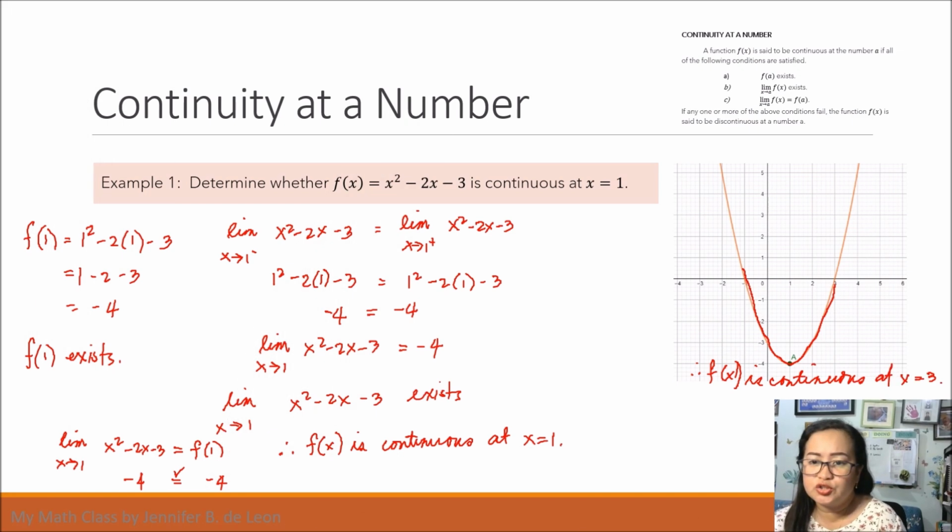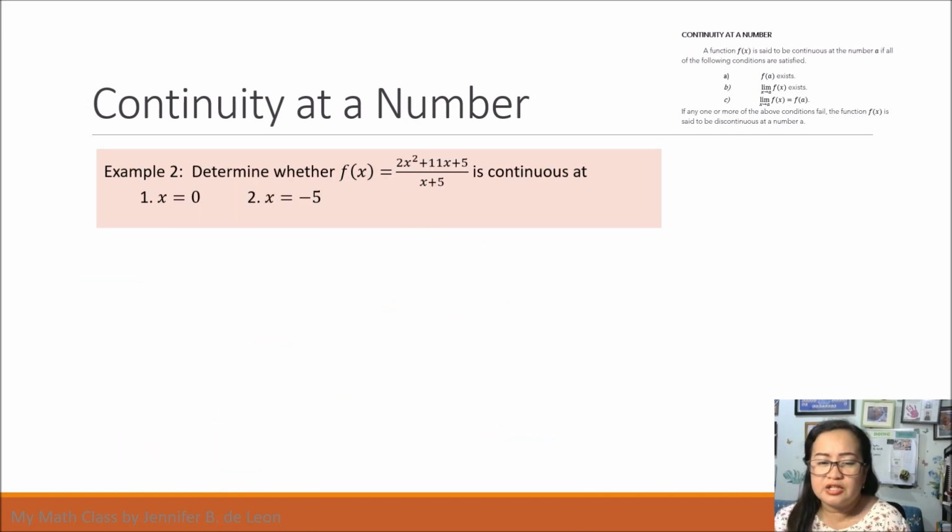Now let's move on to the second example. Determine whether f of x equals 2x squared plus 11x plus 5 all over x plus 5 is continuous at x equals 0, and the second one is x equals negative 5.